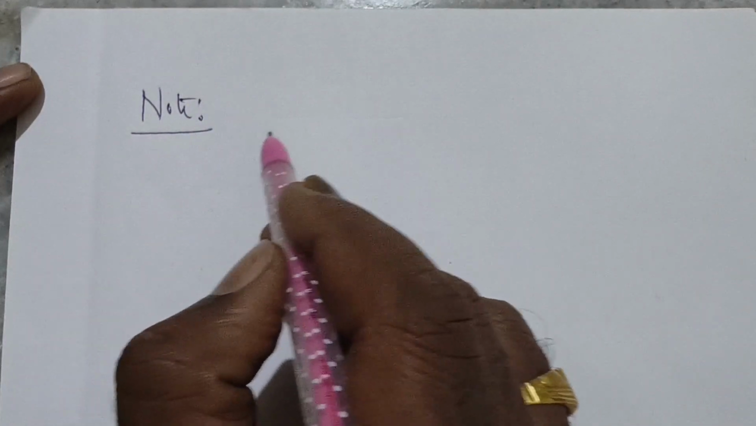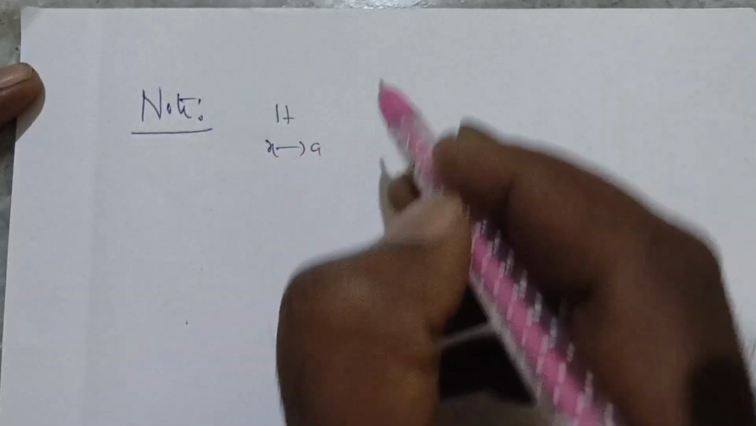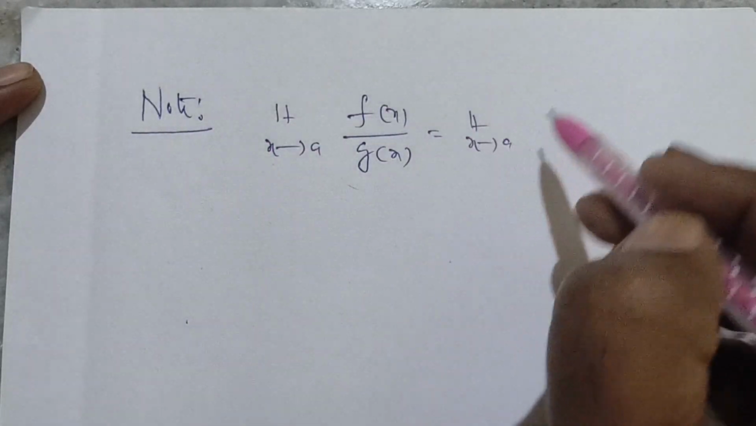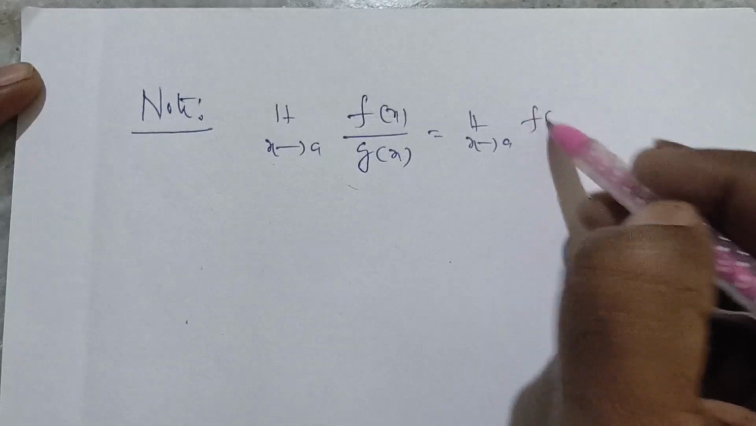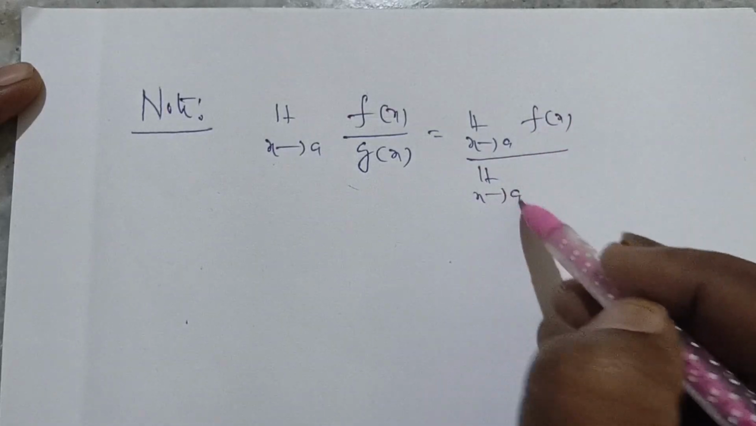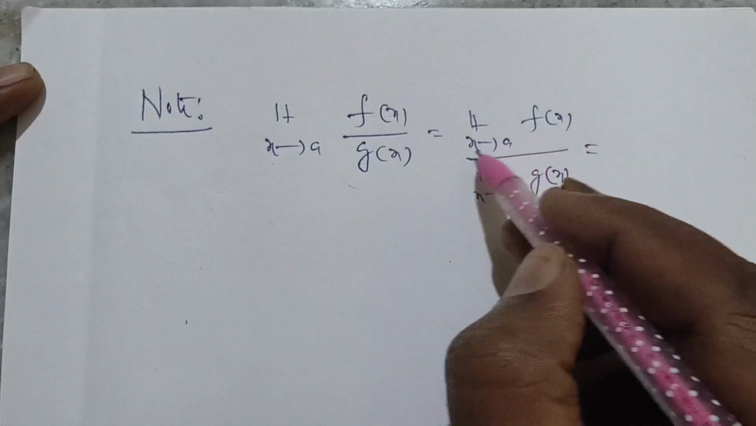Here we are going to represent an important note on limits. Limit x approaches a of f of x by g of x. The given function is in p by q form, which means rational form. The limit can be applied to the numerator and the denominator like this.